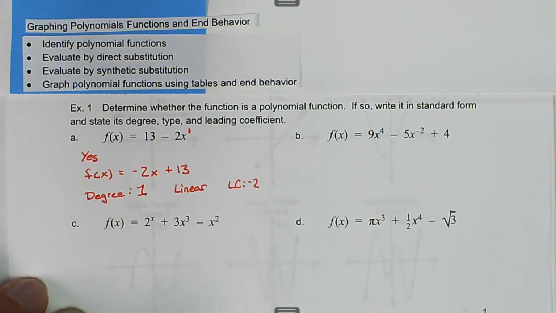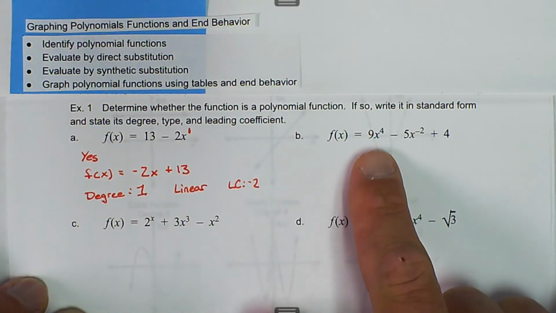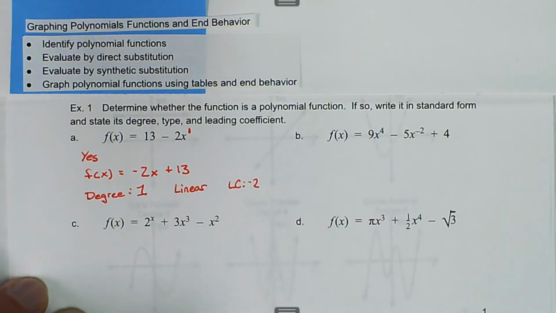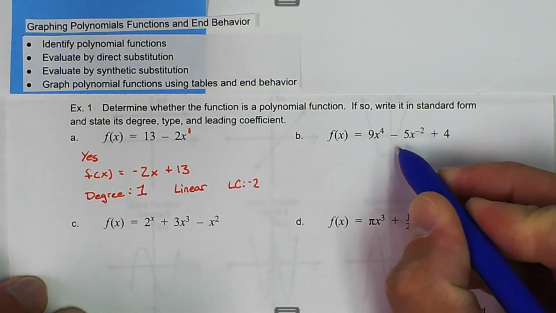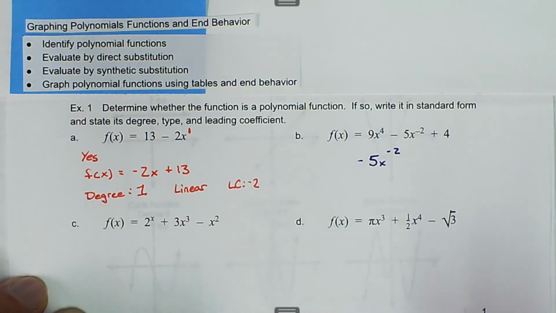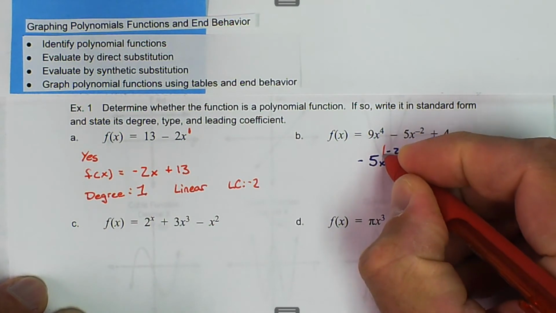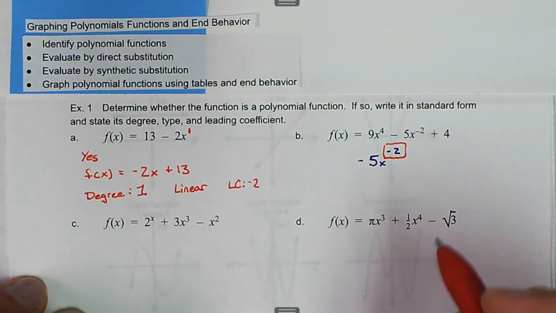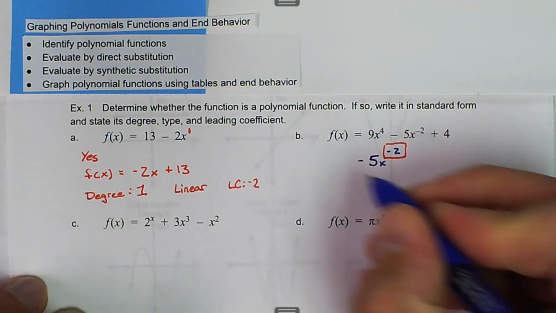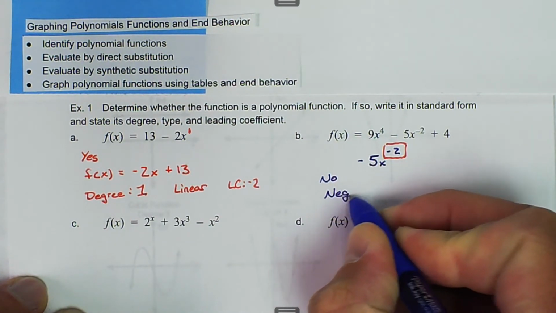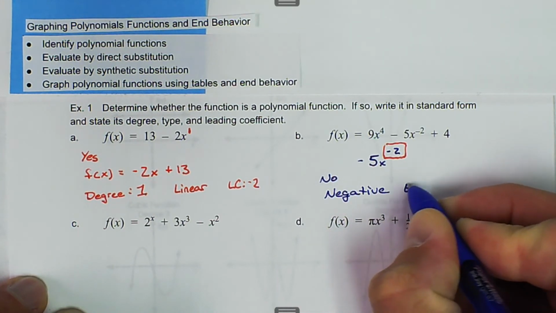The next one that we're looking at is f of x equals 9x to the 4th minus 5x raised to the negative 2 plus 4. So is there anything in here that would make this a non-polynomial? And there is. In this middle term right here, we have negative 5x to the negative 2 power. And that negative 2 power says that this is no longer a polynomial function. So in this case, we'll say that this is not a polynomial, and that is because we have a negative exponent.